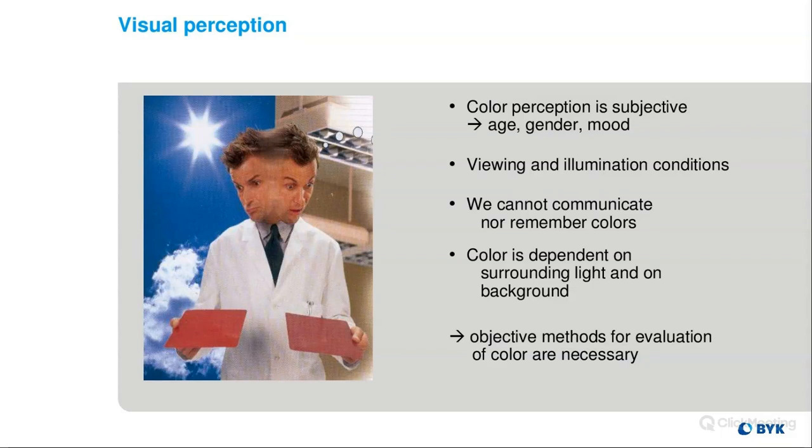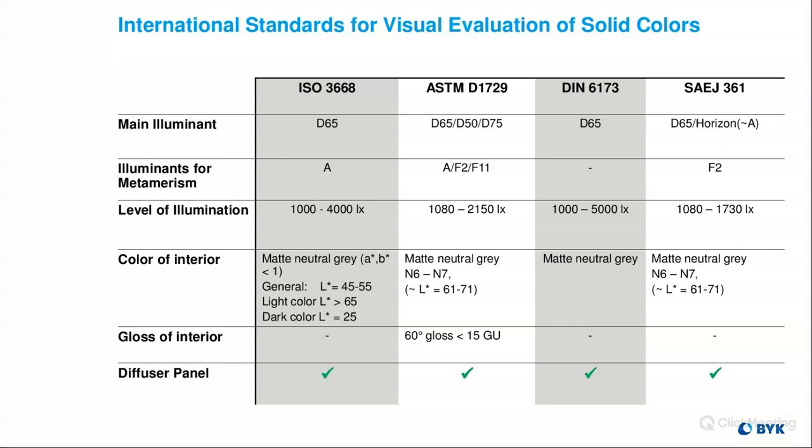Color is dependent on the surrounding light and the background. So we saw that in that initial illusion there. Whatever the surrounding environmental conditions are, it could have played a role in how we see a color. And lastly, there are objective methods for evaluating colors. So we'll see that here.